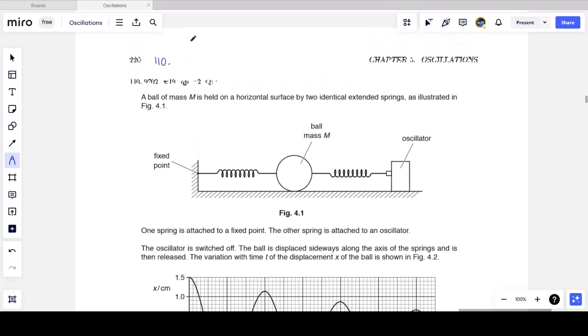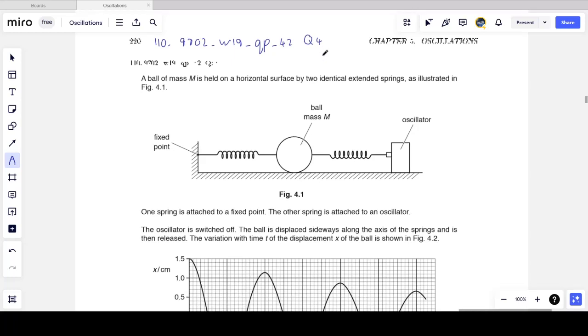This is question 110. This comes from the winter 2019 exam, so November, December. It's question paper 4, variant 2, and it's question number 4 from that exam.